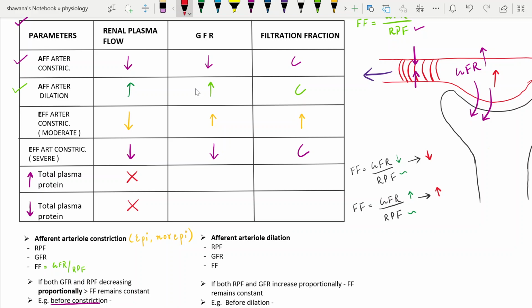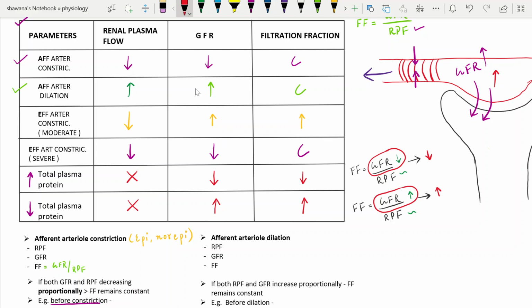Either if the proteins are increasing or decreasing, they will not affect the renal plasma flow, but they will affect the GFR. If there is increased plasma protein concentration, it would decrease GFR because it's an opposing force. And if there is decreased plasma protein concentration, it would increase GFR. And filtration fraction, because GFR was the numerator, in case of high protein concentration, GFR would decrease and the filtration fraction would also decrease. And in case of low plasma protein concentration, GFR was increasing, so the filtration fraction would also increase.